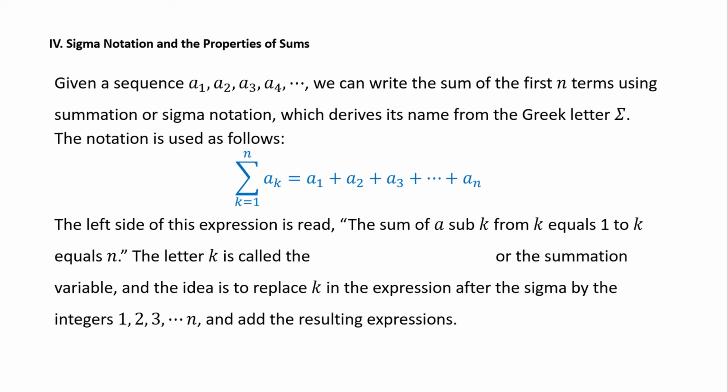Plus all the way to the nth term, a sub n. The left side of the expression is read the sum of a sub k from k equals 1 to k equals n. The letter k is called the index of summation, or the summation variable, and the idea is to replace k in the expression after the sigma by the integers 1, 2, 3, ... n, and add the resulting expressions.